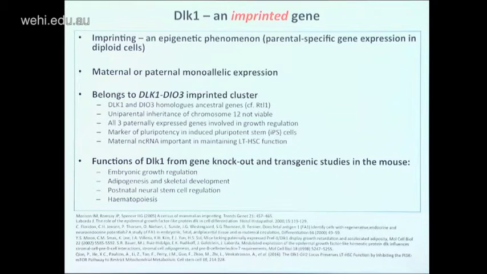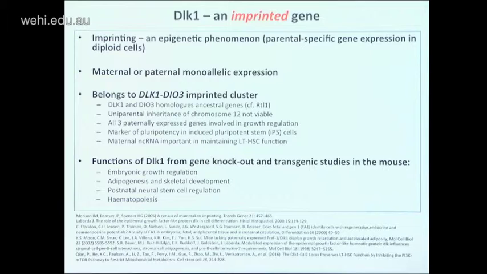So imprinting is quite rare. It's an epigenetic phenomenon and allows for parental-specific gene expression in diploid cells. In Dlk1, it allows for paternal monoallelic expression, and the maternal allele is silenced. And it belongs to this intriguing region called the Dlk1-Dio3 imprinted cluster. And it's one of the 3 paternally expressed genes, Dlk1, Dio3 and RTL1, in this cluster, and Dlk1 and Dio3 seem to be sort of ancestral genes because they're preserved throughout the vertebrate genomes.